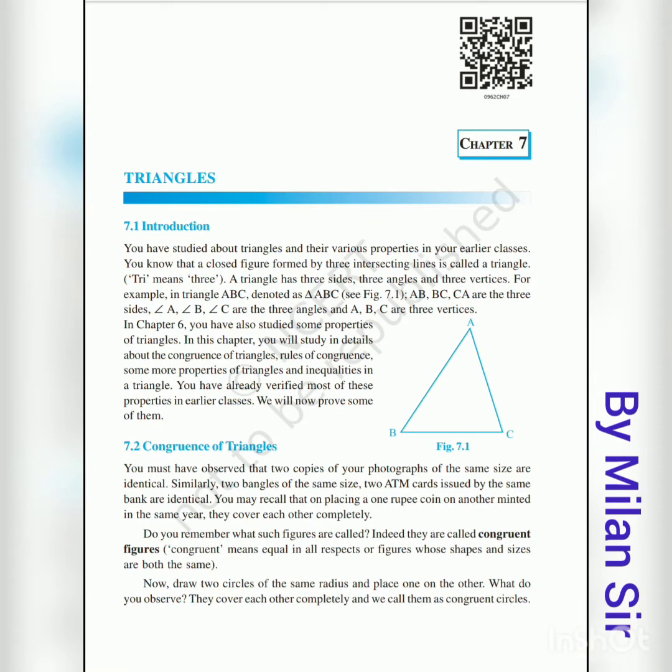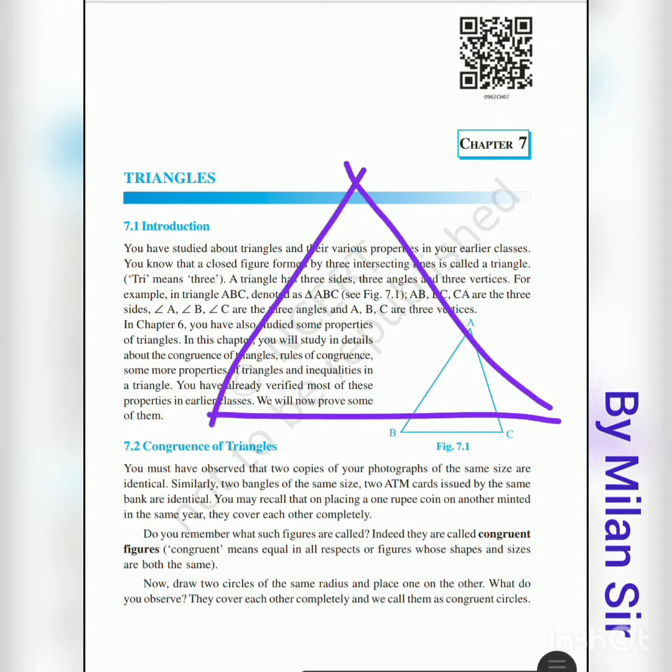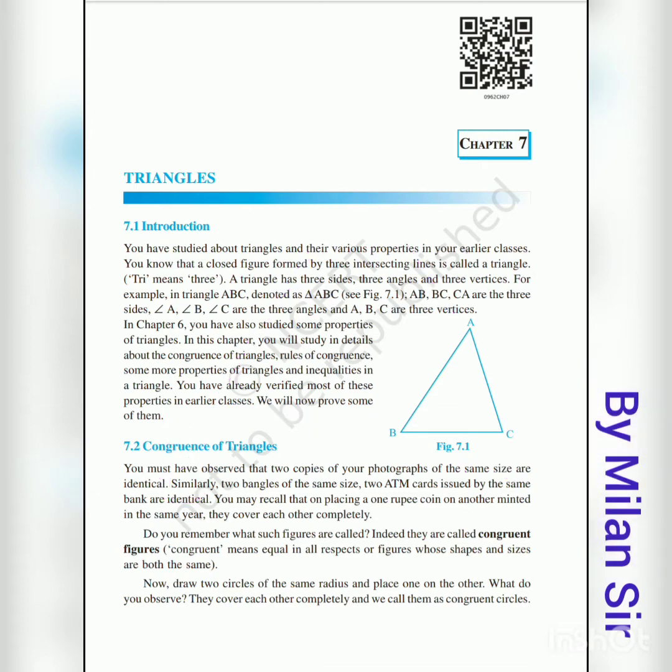In this video, we start our new chapter. It is chapter number 7, Triangles. First of all, what is a triangle? This is one type of triangle. A triangle is a closed figure made by three line segments.